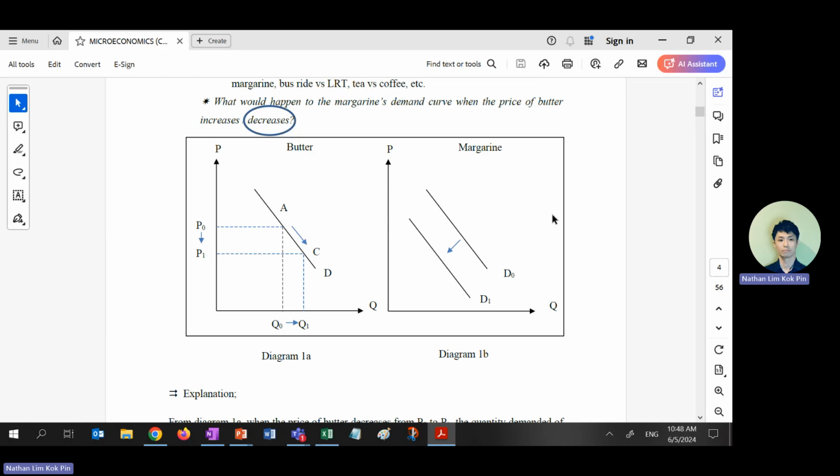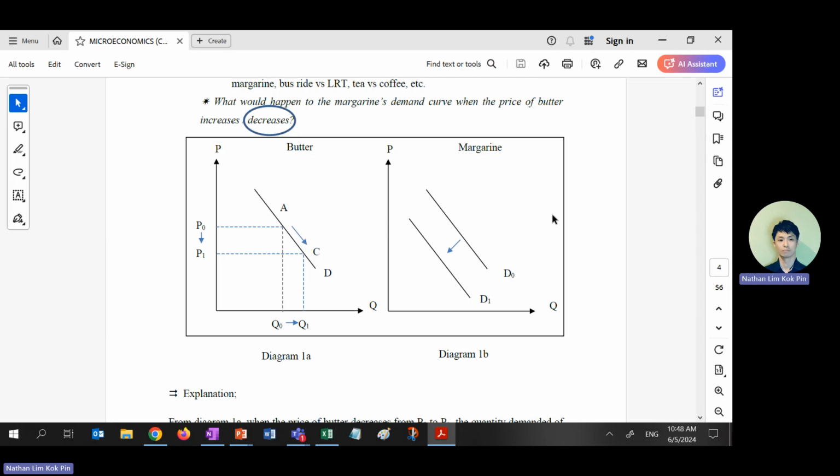Normally, how I do things, I put movement along on the left, shift on the right. Then I look at the product name in the question. If they don't give, then only I produce my own product name. After that, movement along needs to have dotted lines, P0, P1, Q0, Q1. A to C doesn't matter, A, C not so important. Arrows are important.